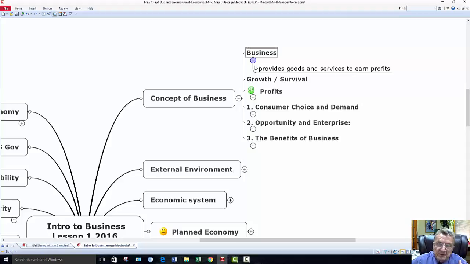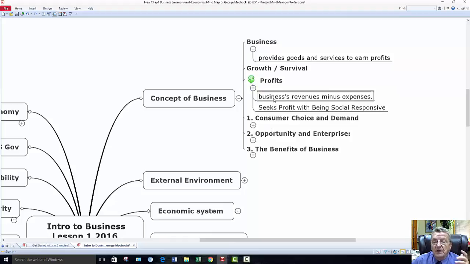The business, I'm not a non-profit organization. I am socially responsible, but it is for profit. And remember, how do I get profits? Revenues, just my sales coming in, minus my expenses. After I paid everybody, what do I have left? Even myself, what do I have left? That's my profit, that's my return on my investment.